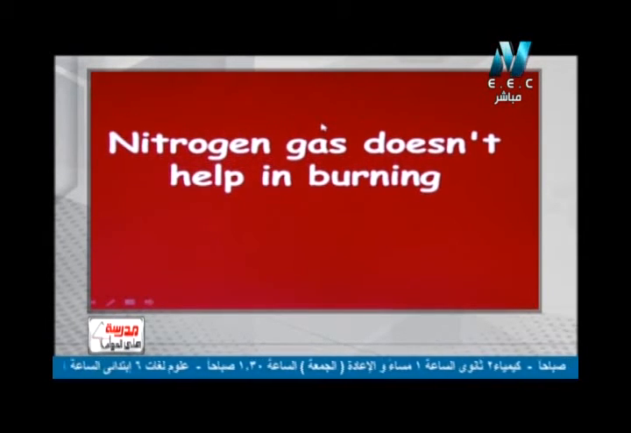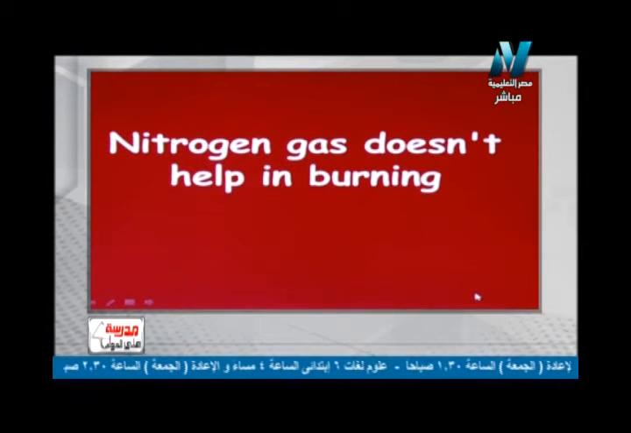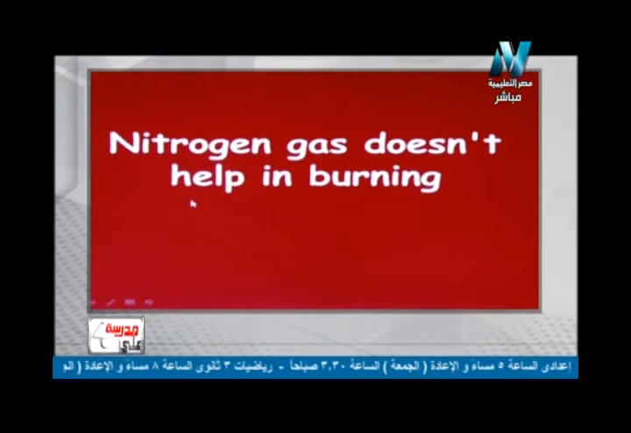Another property: nitrogen gas doesn't help burning. Here it is the complete opposite of oxygen. It doesn't burn and doesn't help in burning, whereas oxygen gas doesn't burn but helps in burning. So again, nitrogen gas doesn't help in burning but oxygen gas helps in burning.